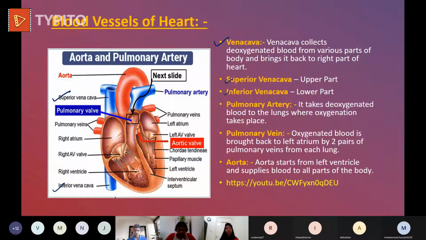Superior and inferior vena cava will pour their carbon dioxide rich blood at this point. What is this point? Right atrium. Okay, superior and inferior vena cava will pour the carbon dioxide rich blood to the right atrium. Then deoxygenated blood slowly will come here to the right ventricle. And now this is deoxygenated blood. It has a lot of carbon dioxide.